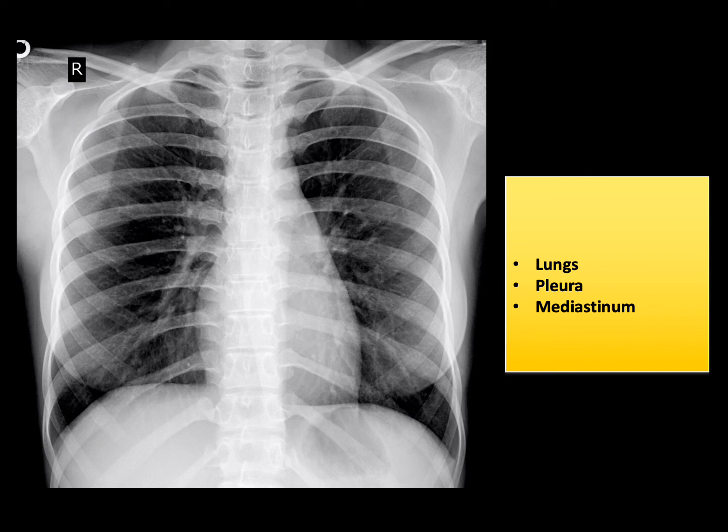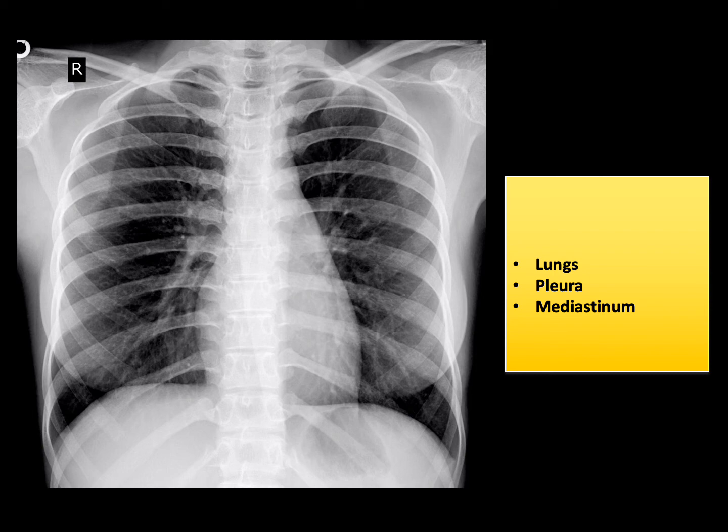Air does not absorb any X-rays. So most of your X-rays are going to pass through the normal lung, and it's going to result in blackening of the film. Whereas the X-rays passing through the mediastinum are going to get attenuated, and they're going to cause less darkening of the film.